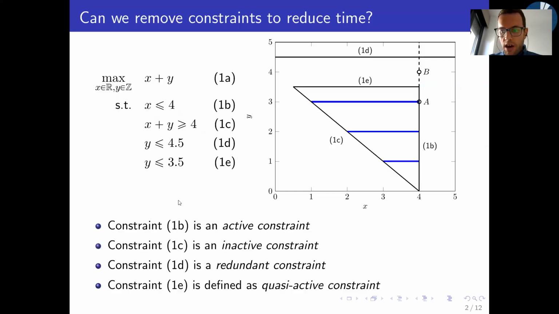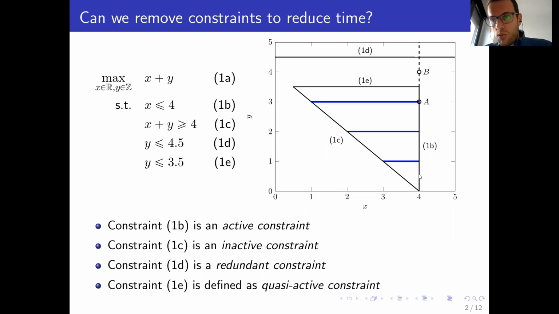So the main idea of this work is whether we can remove some of the constraints from an optimization problem in order to reduce computational time. To illustrate this idea, I have here a very simple mixed integer linear programming problem where x is a continuous variable and y is an integer variable. We have some constraints, and the objective function is maximize x plus y.